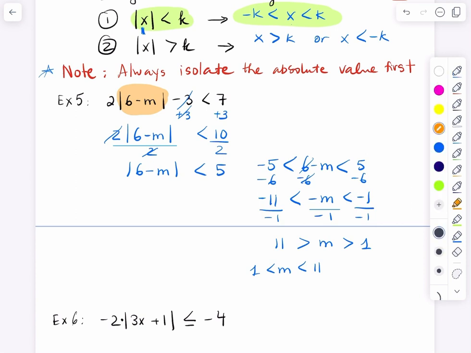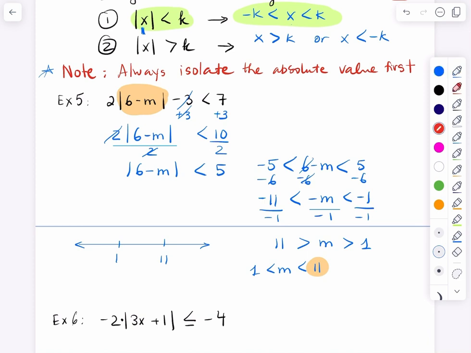I do prefer to have the bigger number on the right, so when I write an interval, it'll be a lot easier. We are going to graph this. So on the number line, we want to put the smaller number on the left, bigger number on the right.